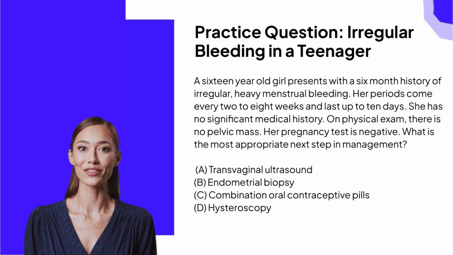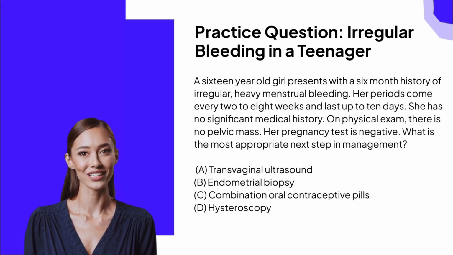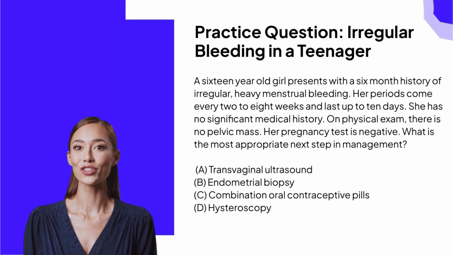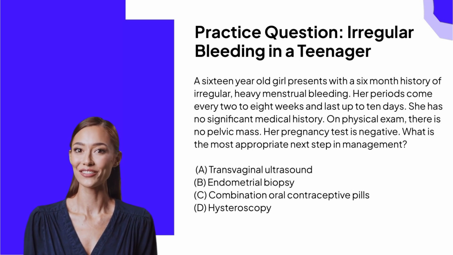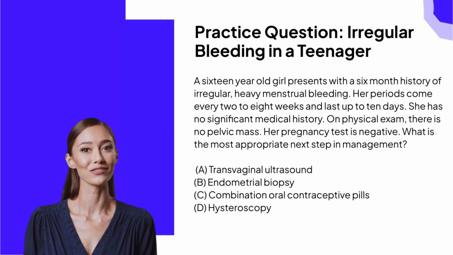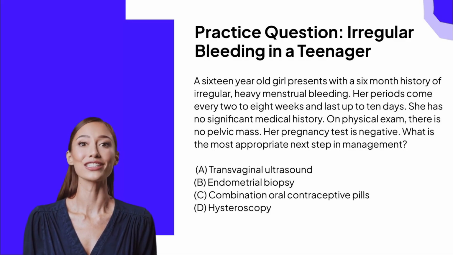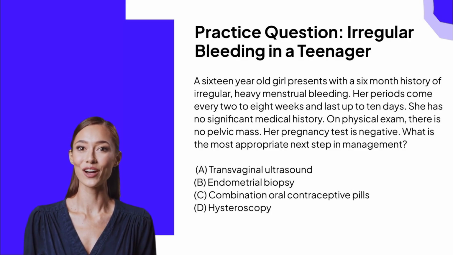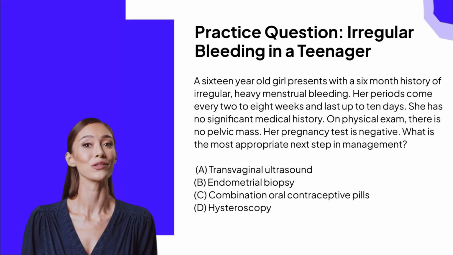Read this stem carefully. A 16-year-old girl presents with 6 months of irregular heavy menstrual bleeding. Periods come every 2 to 8 weeks and last up to 10 days. No pelvic mass, no significant history, and her pregnancy test is negative. What is the most appropriate next step? Take a moment to think about which answer you would choose before we walk through it on the next slide.